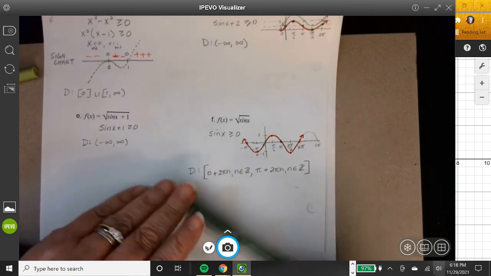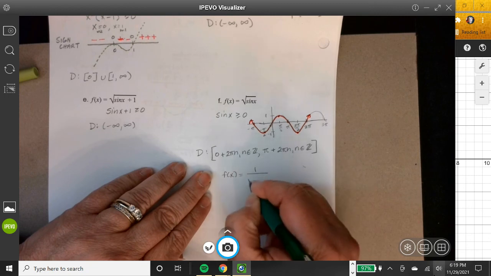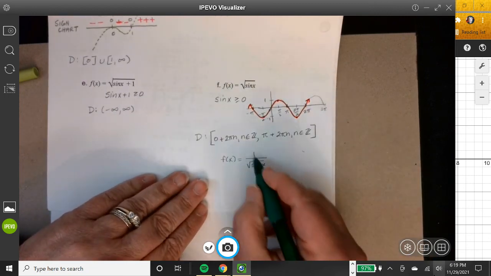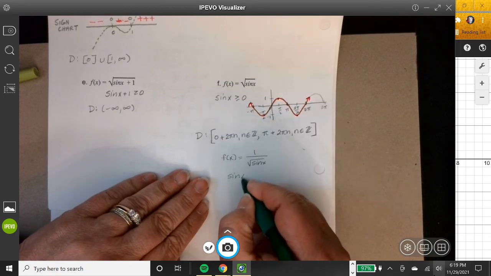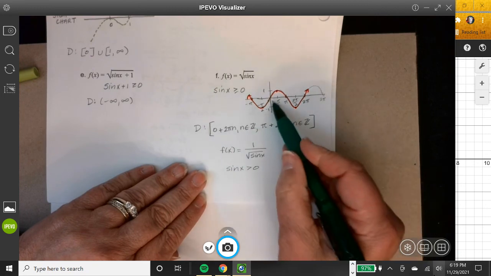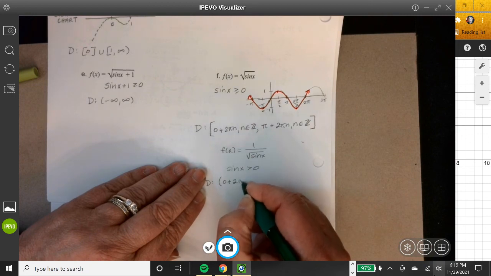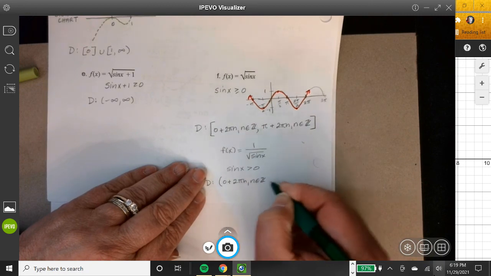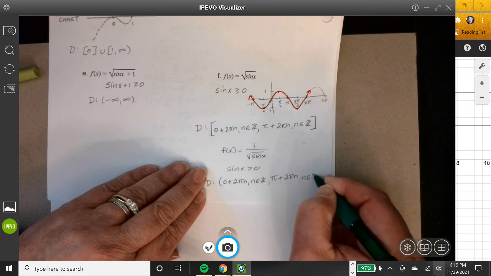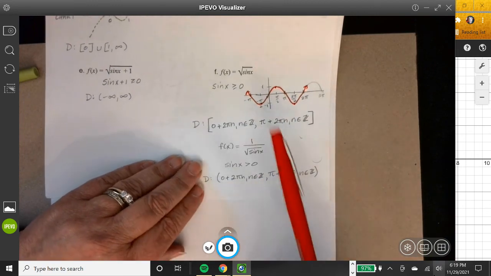What happens, I'm going to extend just a little bit, if I had f of x equals 1 over the square root of sine x. What's the only difference here? The domain situation is going to be sine x is greater than 0, so the only thing different is it can't be 0. So I would just have my domain as the open interval instead. Right? Because it can't be 0, and that's what happens on the zeros.